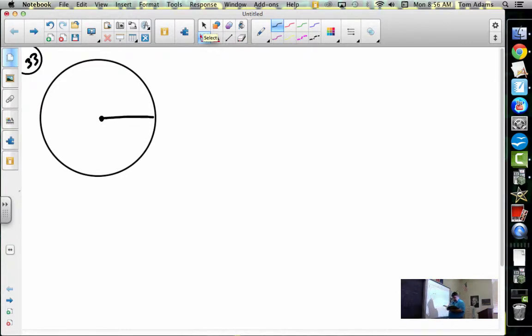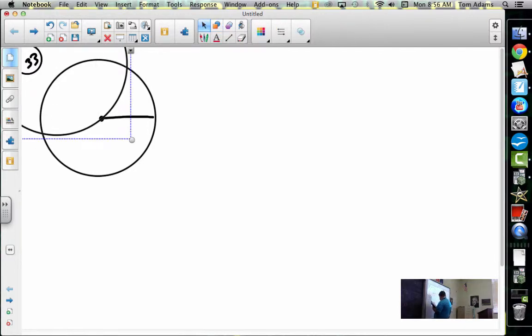We're asked to figure out the central angle theta and the arc length on two concentric circles. I'm just going to do one so you guys get the idea. Concentric circle means that there's one circle and then there's another circle.